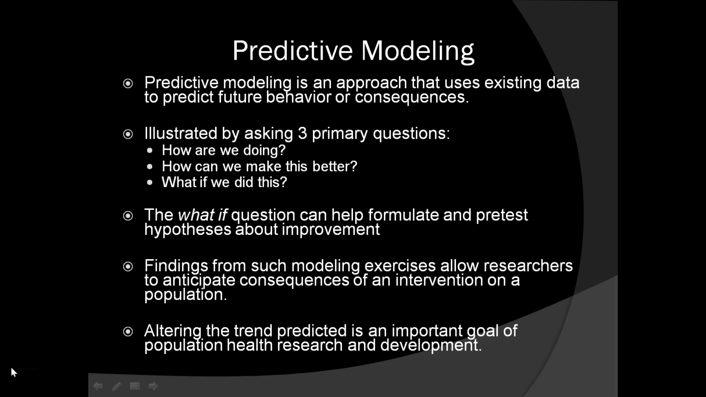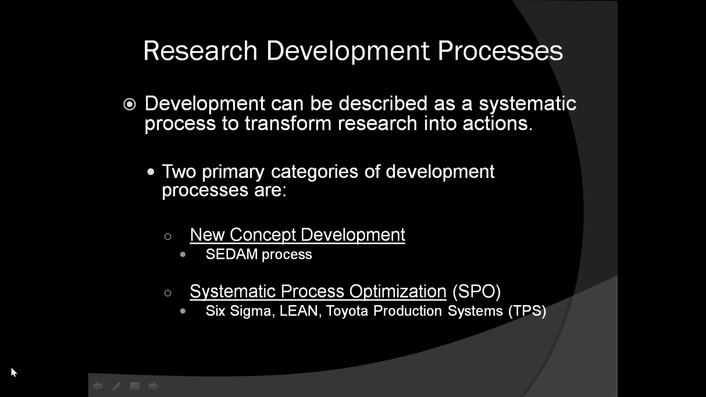And then the last bullet for predictive modeling is altering the trend predicted is an important goal of population health research and development. So, research and development processes. Development can be described as a systematic process to transform research into action. So you have two primary categories of development processes. You have the new concept development as well as systematic process optimization, or SPO. Now, the new concept development is often applied to the exploration and development of new products or services.